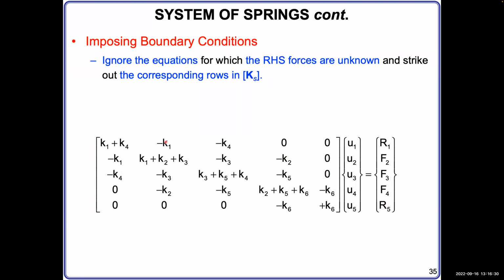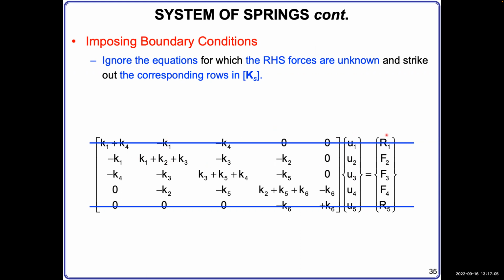You rule out some of the equations. You minimize the number of equations by ruling out the ones that have unknowns on the right hand side, and then leave all the equations that have unknowns on the left hand side. You always do that. So in this case, the two walls have no displacement but unknown force on the right hand side. So we rule that out.